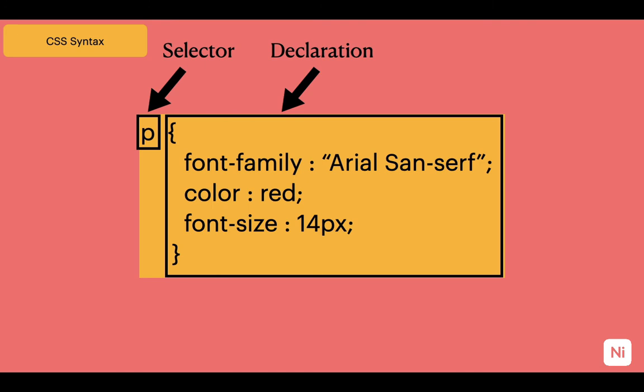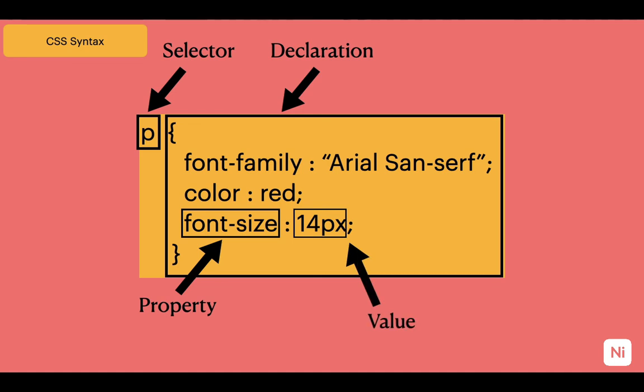Here we have three declaration rules. One telling the browser which font to use, another telling which color to use, and finally which font size to use. The rules themselves are made up of two parts, the property and the value. These are separated by a colon, and the semicolon tells the browser to stop evaluating and move on to the next rule.